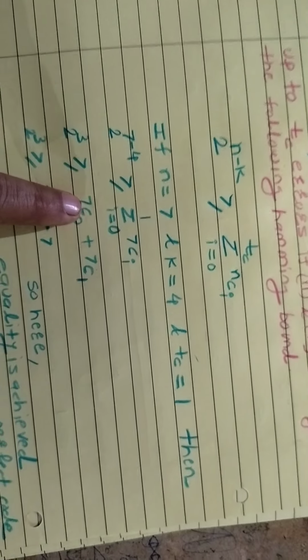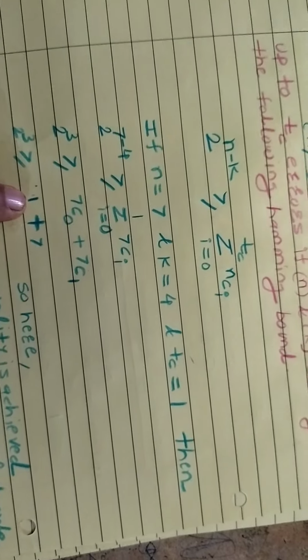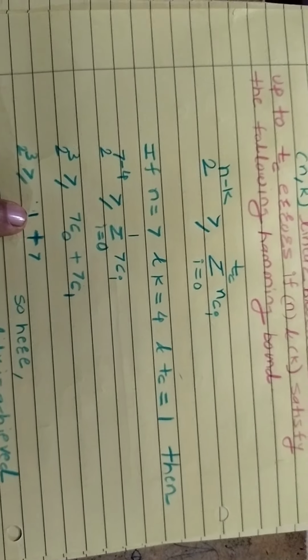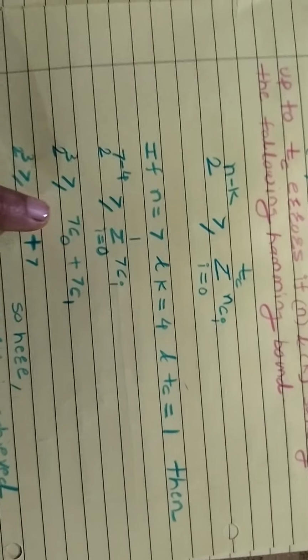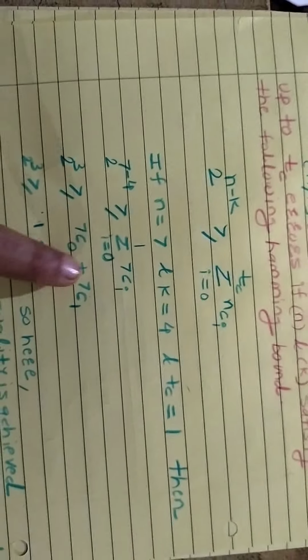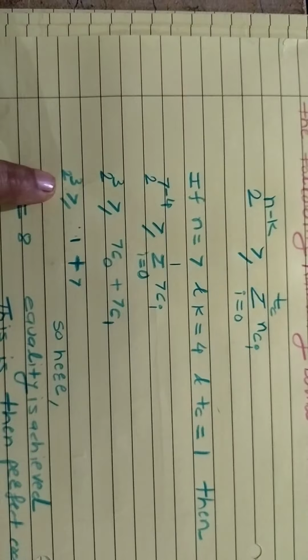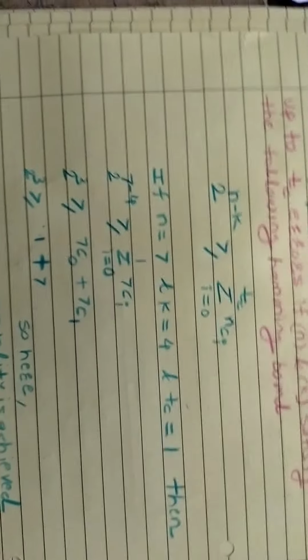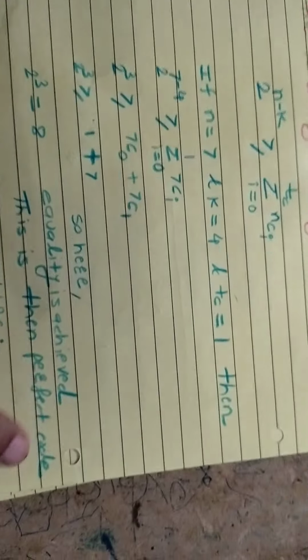So you know 7C0 is 1. That is 7 factorial divided by 0 factorial multiplied by 7 factorial. That's common, you can calculate it in a calculator also. So 7C1 is 7. So 2 raised to 3 is greater than or equal to 1 plus 7. So here the equality is there, that is 2 raised to 3 is equal to 8. So if there is equality, that code is a perfect code.